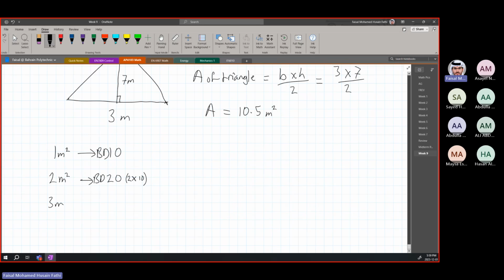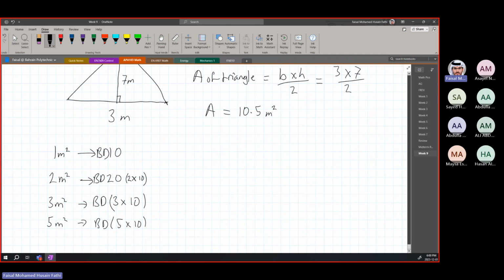Same thing with 3 meters squared. If you have 3 meters squared, what would you do? You would do 3 times 10. 30, because you're doing 3 times 10. If you have 5 meters squared, you will do the exact same thing. It's going to be 5 times 10.